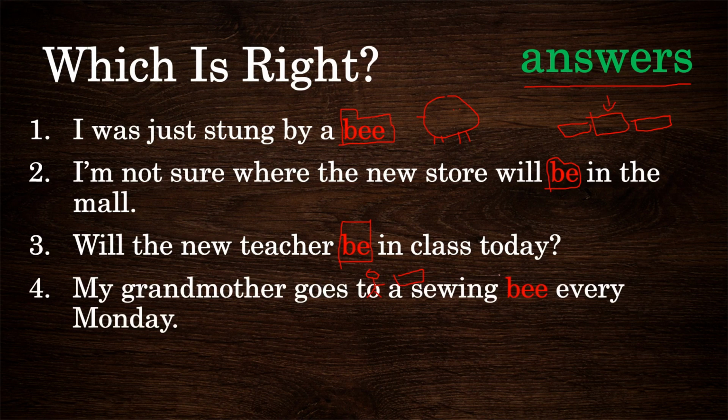My grandma goes to a sewing bee every Monday. It is a competition and a social gathering. That's why she goes to it. And it's a competition. So, one of our definitions for bee was a social gathering where people have a task or a contest. So if lots of people go there, it's a social gathering, making it 2 E's.